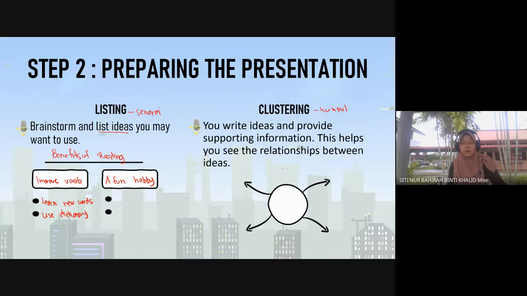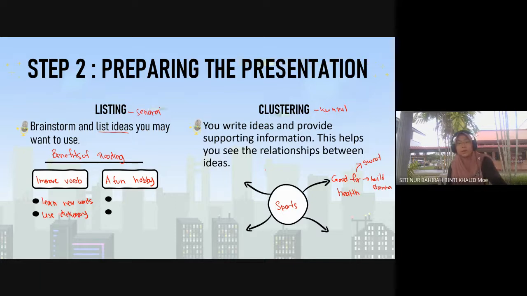And then this is clustering. Clustering is when you write your idea and you try to see the connection, how it expand. So it could be the same as benefits of like listing here. So maybe I want to talk about sports. Okay. So what are the benefits of sports? Maybe I can say good for health. And then from here I can expand. How is it good for health? So maybe you can say sweat. You can say build stamina. So you can write anything that comes to your mind.